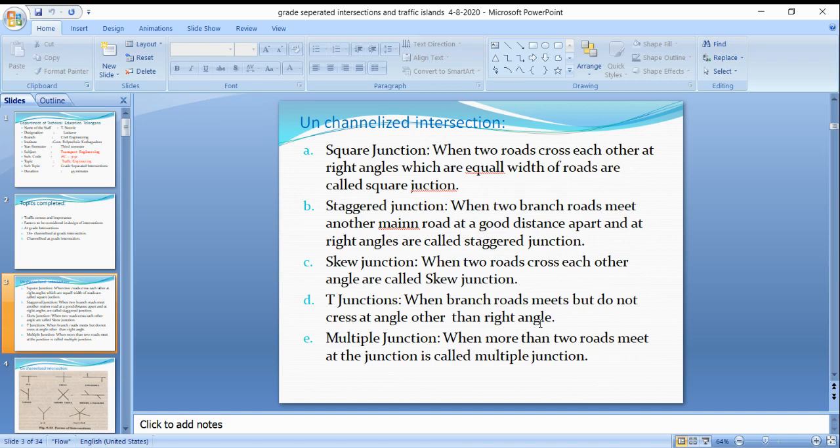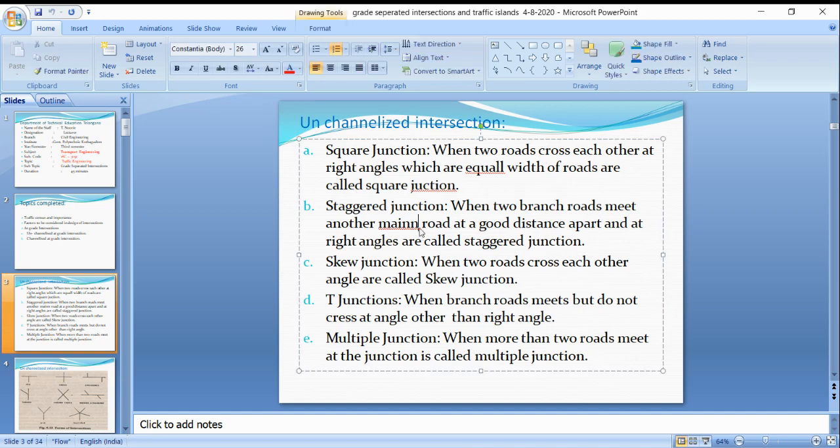A square junction is when two roads cross each other at right angles and have equal widths. So the roads have equal width and form a right-angle junction. If it is at a right angle at a junction, then it is called a square junction.